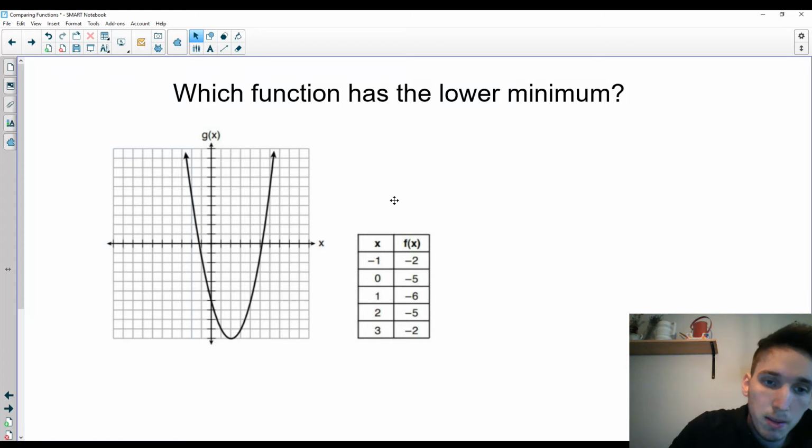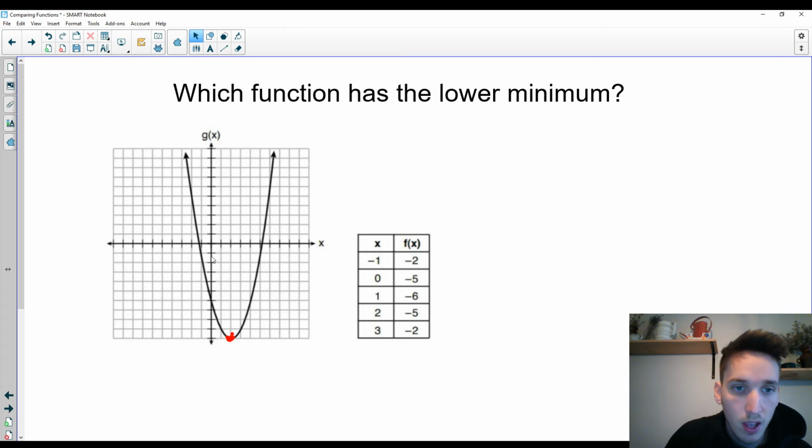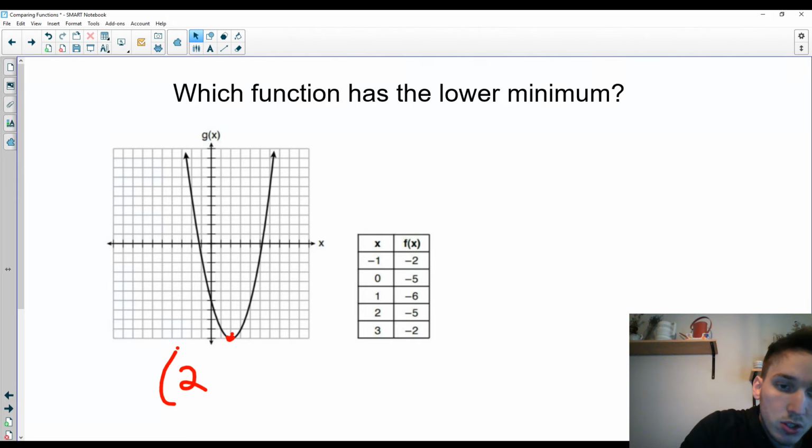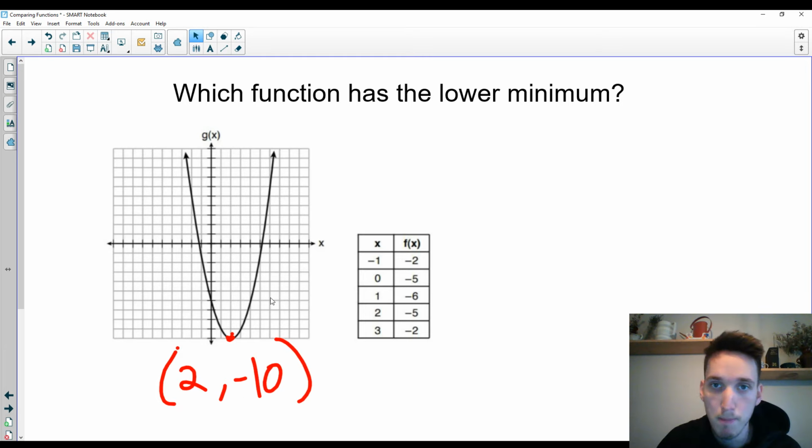Well, let's go ahead and find the minimum of g of x, which is right here, right? We went over 2, down 10. That's 2, -10 as my vertex. So my minimum is -10.